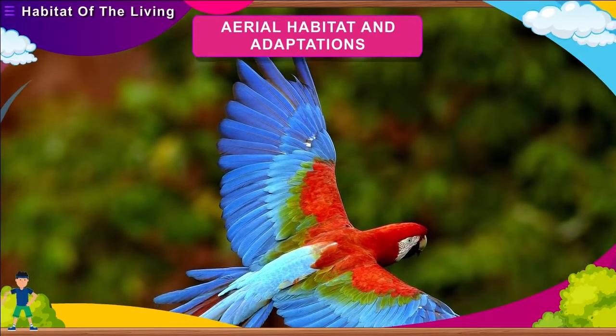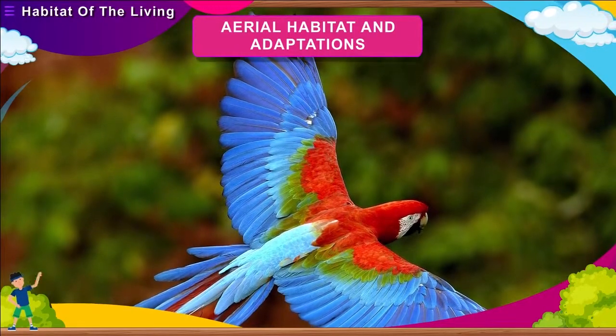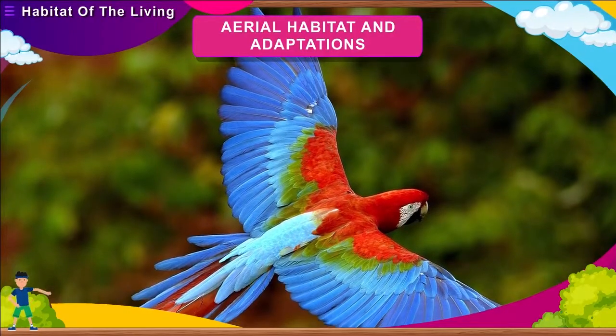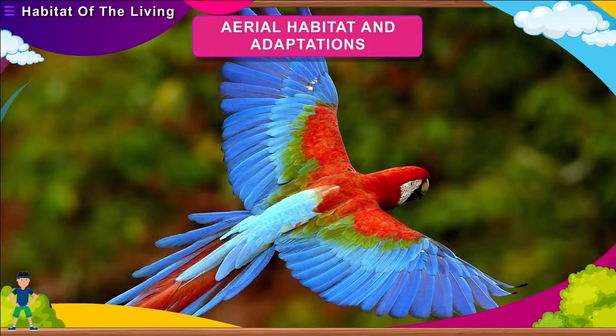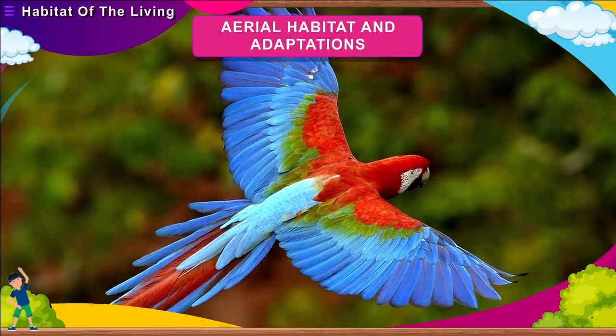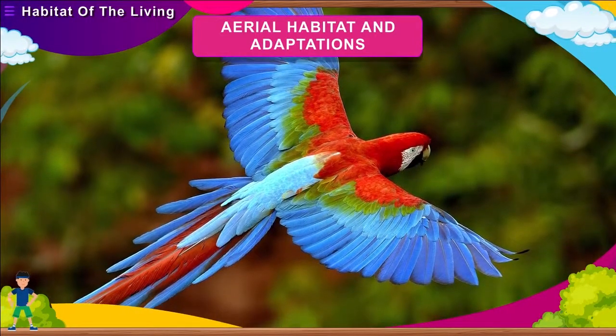Their forelimbs are modified into wings. The bones are light, hollow, and spongy and contain many air cavities. The nervous system and sense organs are well developed. The flight muscles are well developed and their eyesight is very sharp.